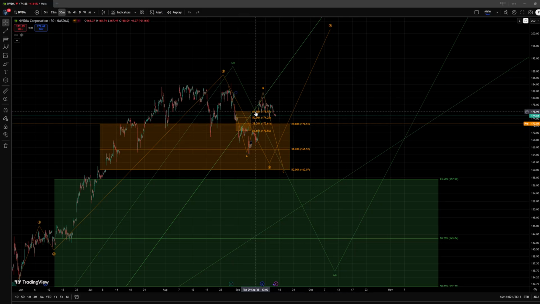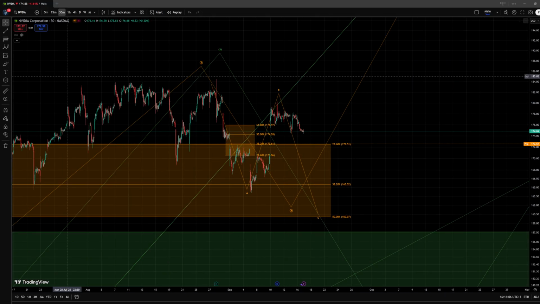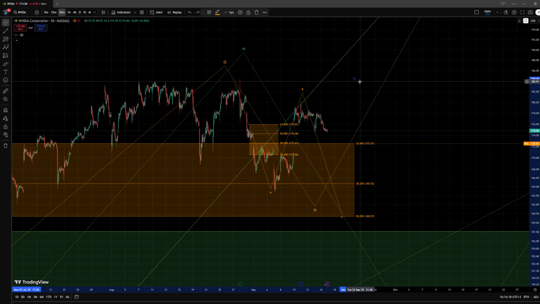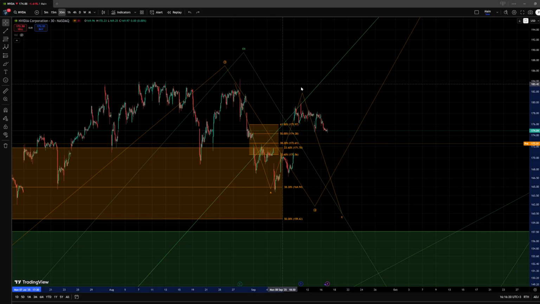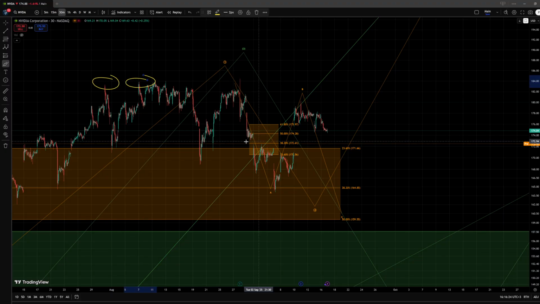And for this idea, we had previously in the orange scenario not yet completed a full 5-wave move to the downside, and I provided you this resistance zone, which did work out. We did push lower, we did get to the 38.2% retracement, even within the previous interpretation where the top was actually a little lower.